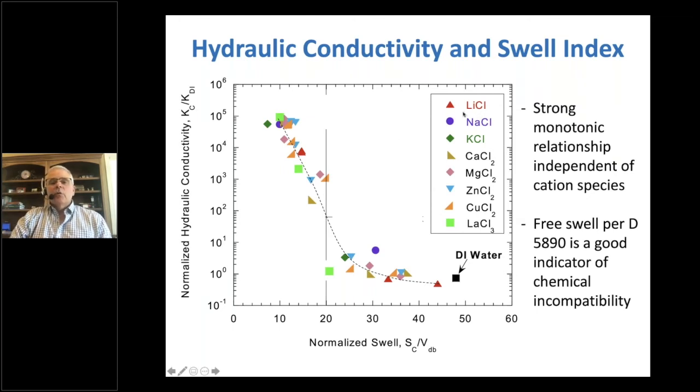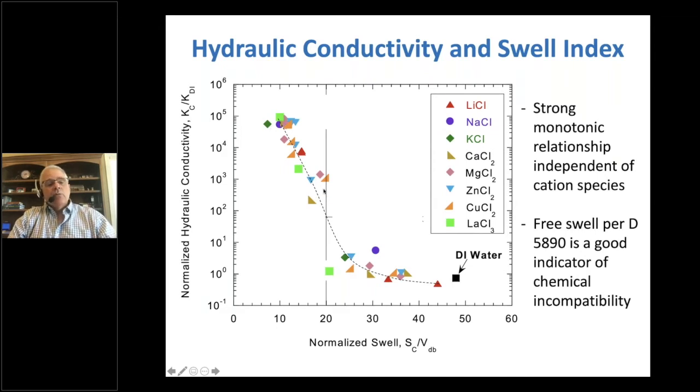He used salts like lithium chloride and sodium chloride and potassium chloride, which are monovalent, calcium and magnesium and zinc chloride salts, which are divalent. And then he used a trivalent salt, the lanthanum chloride here at the bottom. Regardless of what salt we used or what concentration, we got a strong relationship between the hydraulic conductivity and the swell index. And being academics, we have to normalize everything. So we normalized it by the volume of dry bentonite, and we normalized it by the hydraulic conductivity of DI water. But for all practical purposes, I could have graphed hydraulic conductivity on the Y, swell index on the X, and I would get this type of behavior.